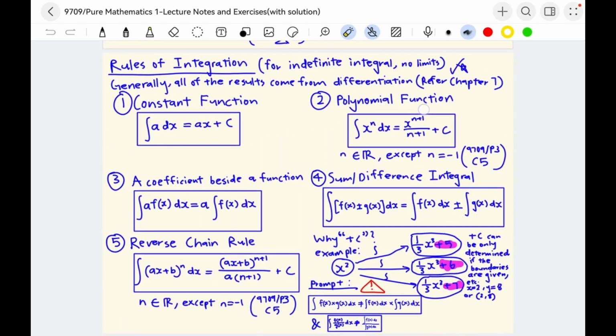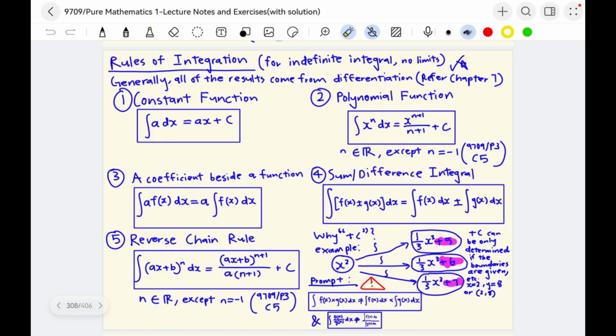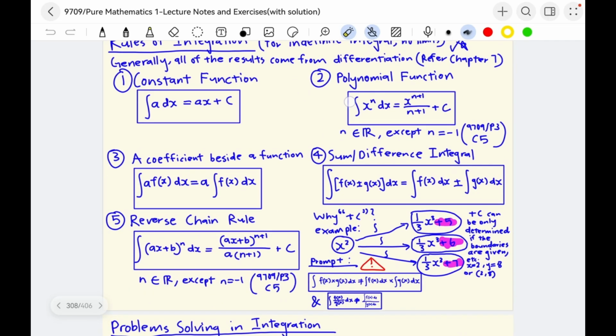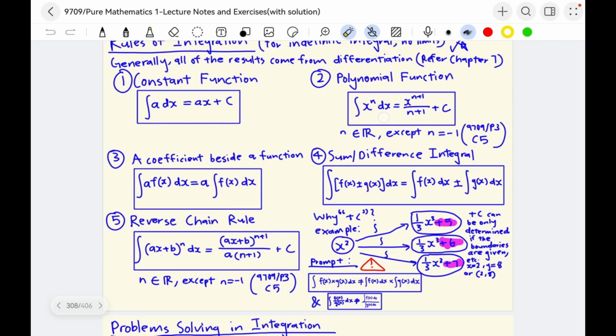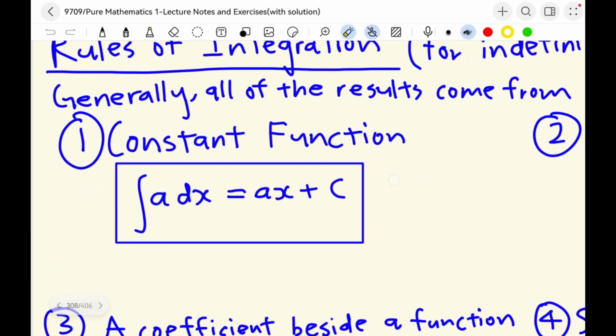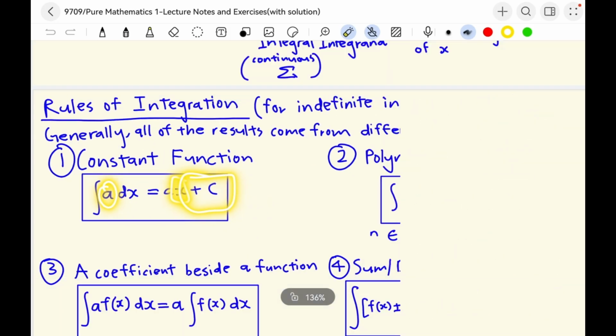Now, this is the importance for A-level students, especially math students. Alright? So first, generally all the results come from differentiation. Indeed, because differentiation is the reverse process of integration. Let's take a look at the first rule, the constant function. So to integrate a constant, you add the x beside it, and don't forget the plus c.